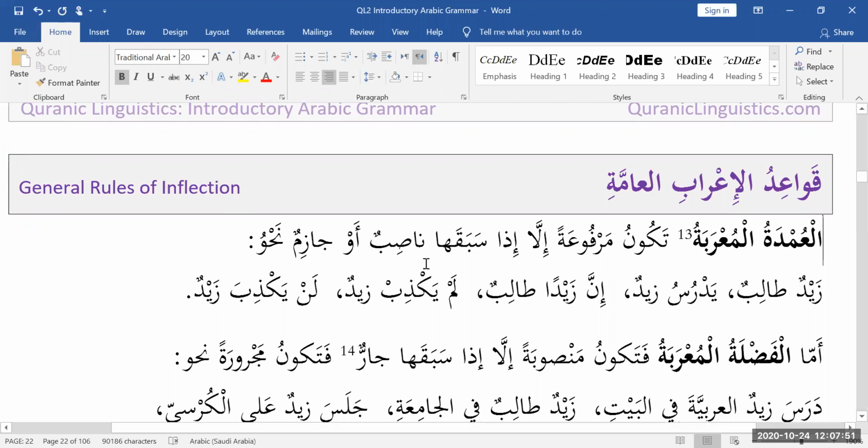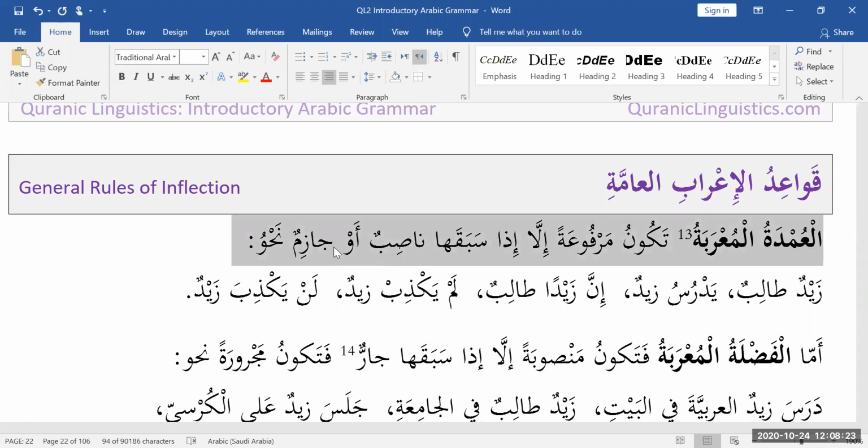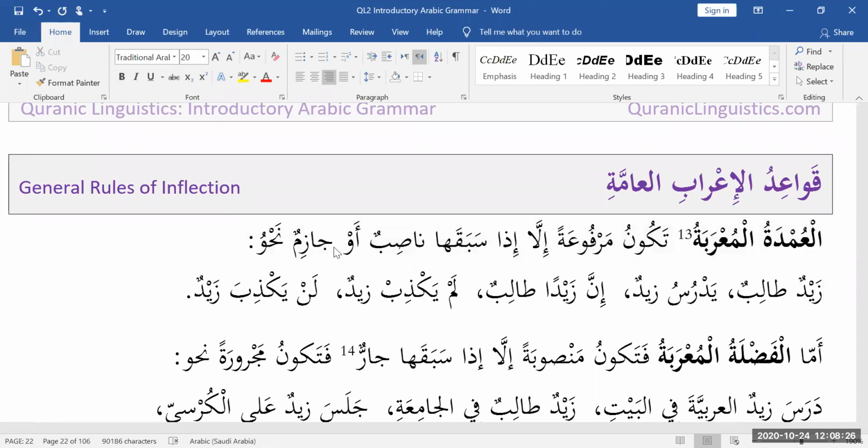And jazim, on the other hand, is a type of word. We'll see in just a minute some examples, and we'll do full chapters on nawasib and jawazim. Jazim is a type of word that forces the following word to enter into jazm state. In other words, it becomes majzoom. So that's why it's called jazim. It causes jazm action, and nasib because it's causing nasb action in the following word. That sounds pretty theoretical. I agree. Let's look at some examples to make sense.